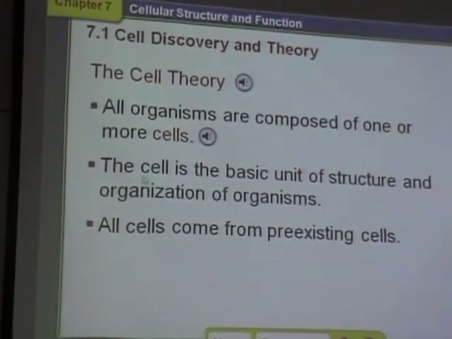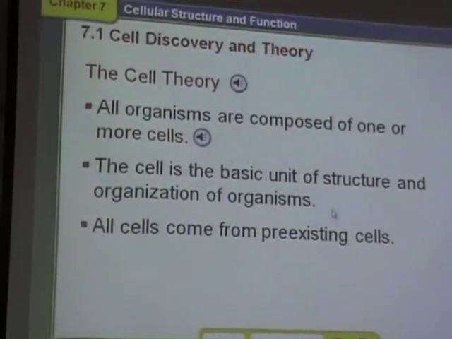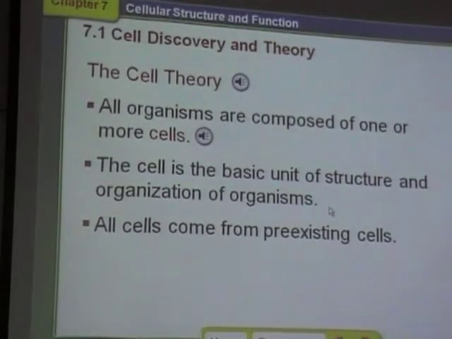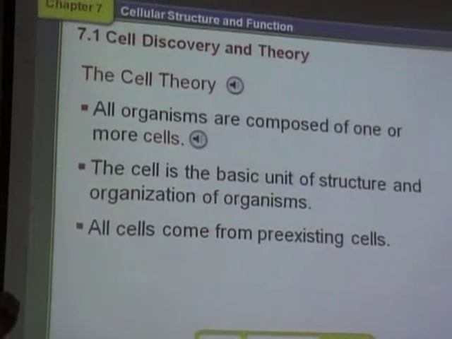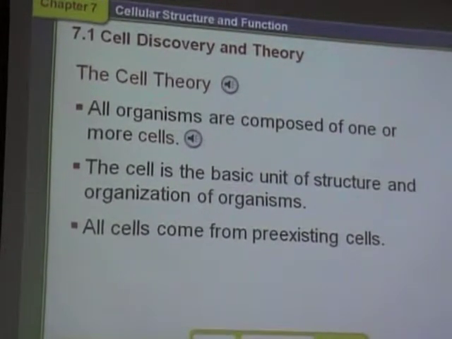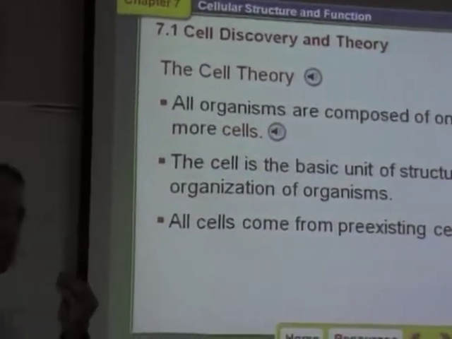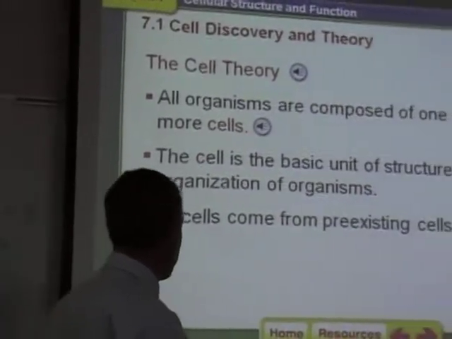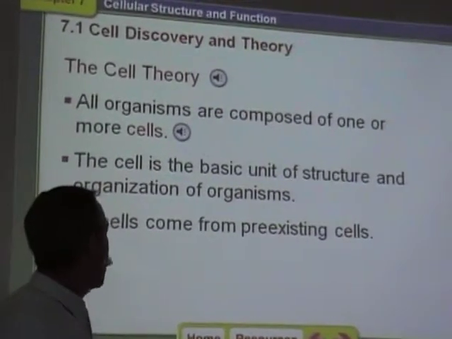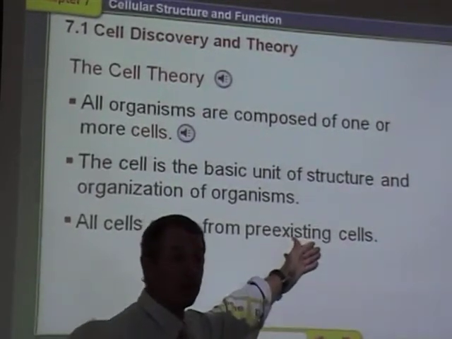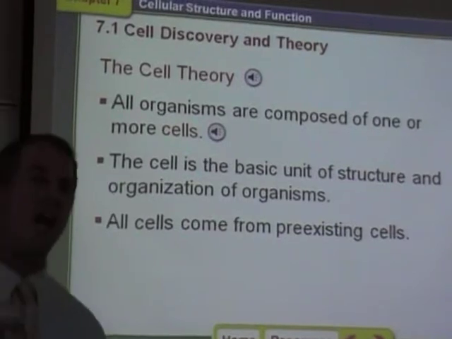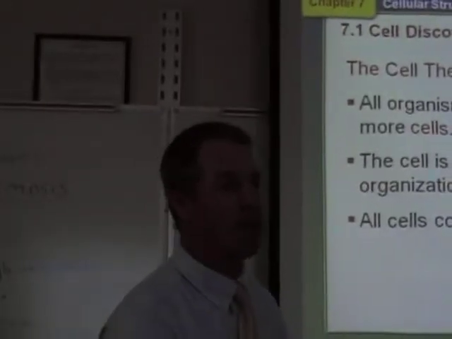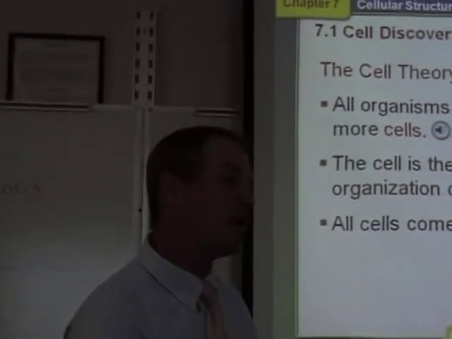And we say that the cell is the basic unit of structure. That means it's the smallest thing that can make up a living thing. After you take the cell apart, you no longer have something that's living. The cell is the smallest unit of life. And where do cells come from? They come from other cells. All cells come from pre-existing cells. We'll talk about where the first cells came from in a later chapter.